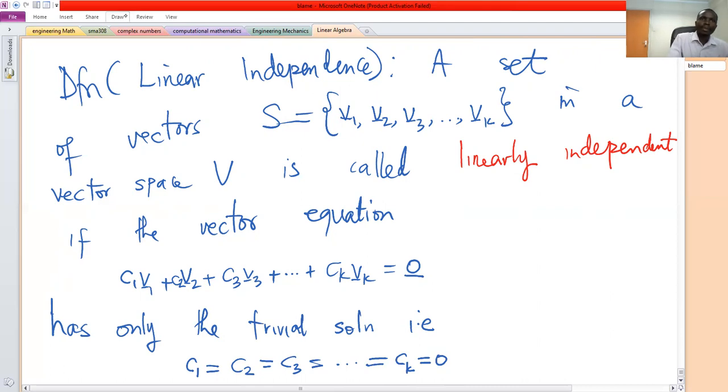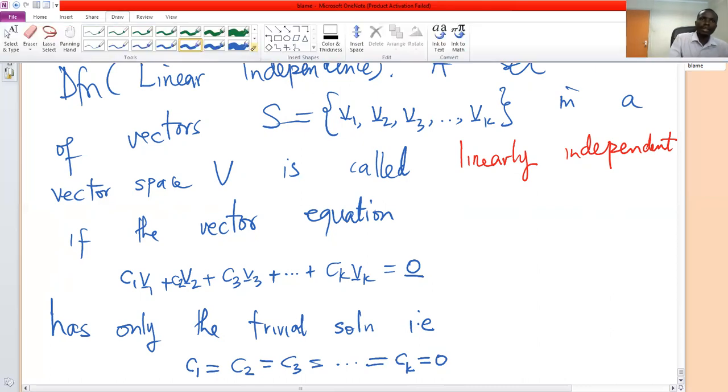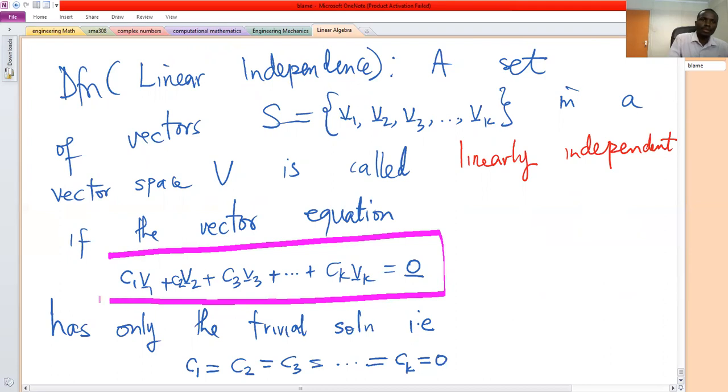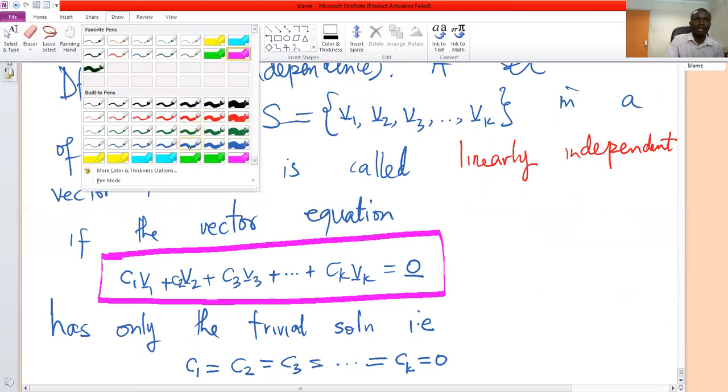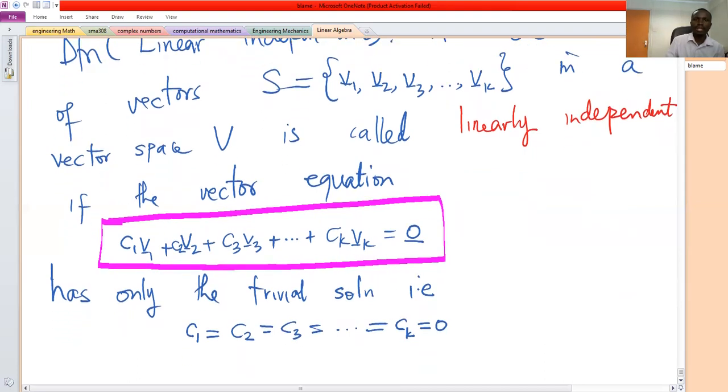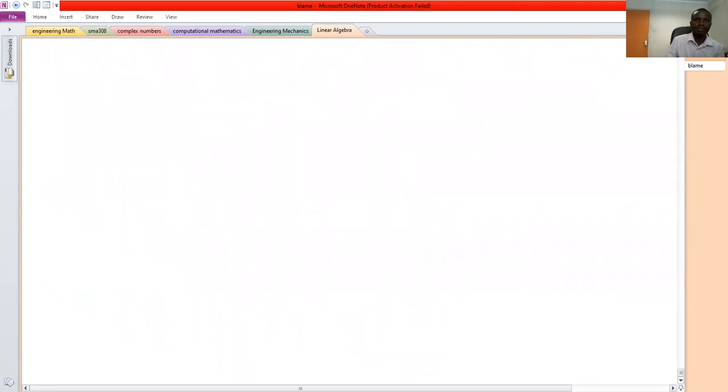The key thing here is that to define linear dependence and independence, we have to have this vector equation. When you solve this vector equation and you get all the scalars C1, C2 up to CK equal to 0, then you say that the set of vectors V1 to VK is linearly independent. But when you find that at least one of the Ci values is non-zero, then you conclude that the set is linearly dependent.